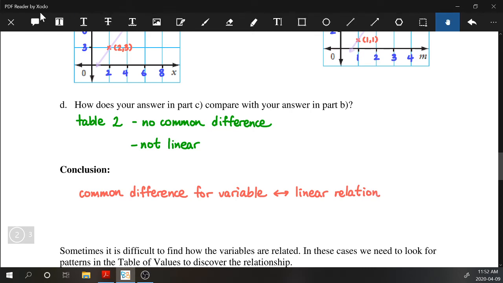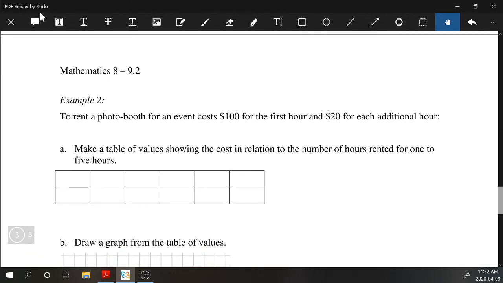So sometimes it is difficult to find how the variables are related because it's not always going to increase by ones or increase by twos. So we need to look at the table of values and sometimes look at the in between values to see if it actually forms a straight line. But for now, we're going to keep things pretty straightforward.